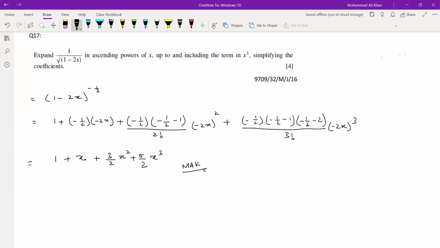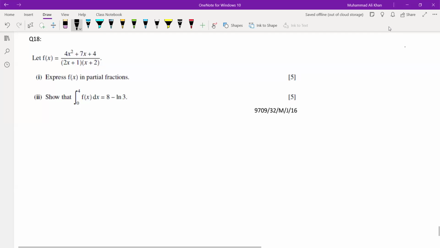Now, after question number 17, question number 8 is from May, June 16, paper 3-2. Part 1 is about the partial fraction. Whenever you solve a partial fraction question, check whether the fraction is proper or improper. What is the degree of numerator? 2. What is the degree of denominator? 2. So it's a question of improper fraction.